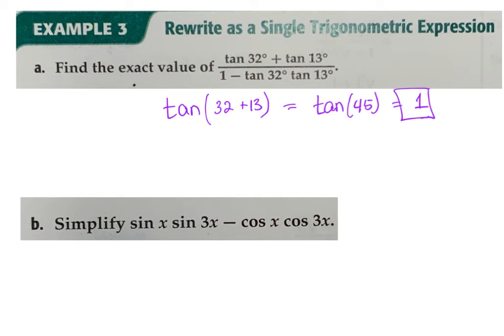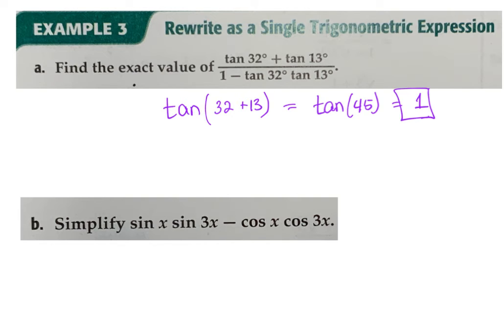So if you recognize that you have a sum or difference, you can actually condense them as well. It's like we've been expanding them. We've been given an angle and we've been expanding it into two different angles. In this case, we've been given two angles and we're condensing it using our formula here. Let's look at this next one.